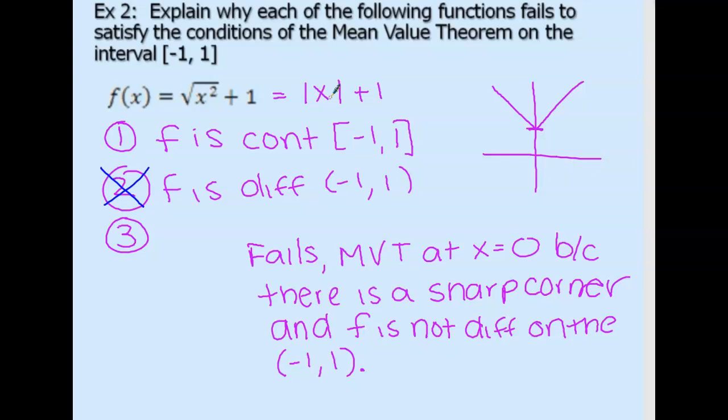So we know that that's not differentiable at 0 because there's a sharp corner, and we cannot take the derivative of a sharp corner because the slope from the left does not equal the slope from the right.